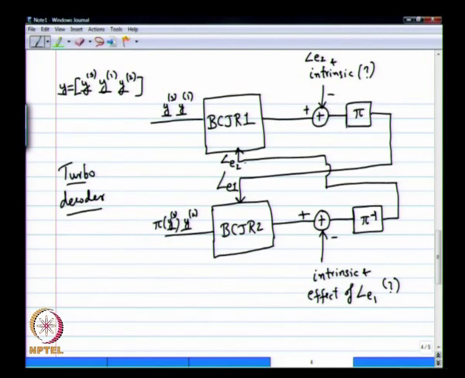Okay, so remember, what is the extrinsic input? It's LLR. It's LE.